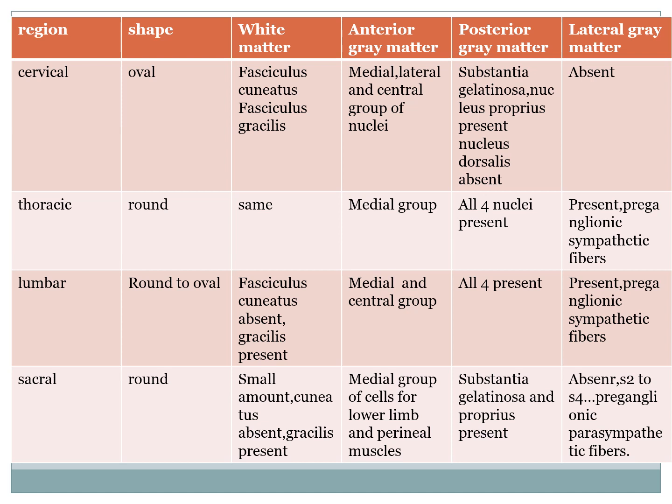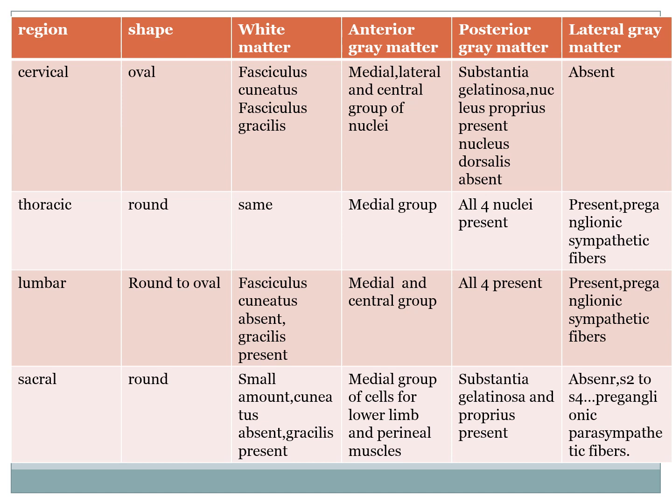This table is very important. It is a comparison between different parts of the spinal cord: cervical, thoracic, lumbar, and sacral regions. First of all, the shape. As I have told you, the cervical and lumbar regions are fusiformly enlarged because they innervate more muscle mass, so they are oval in shape. The thoracic and sacral regions of the spinal cord are rounded. Then in the white matter, fasciculus cuneatus and gracilis are present in the cervical and thoracic regions, but cuneatus is absent in the lumbar and sacral regions.